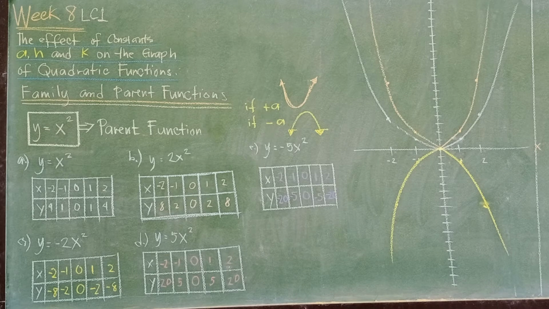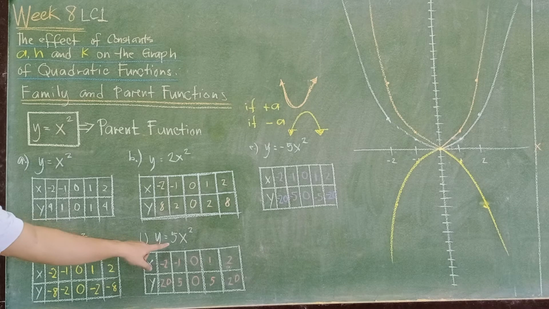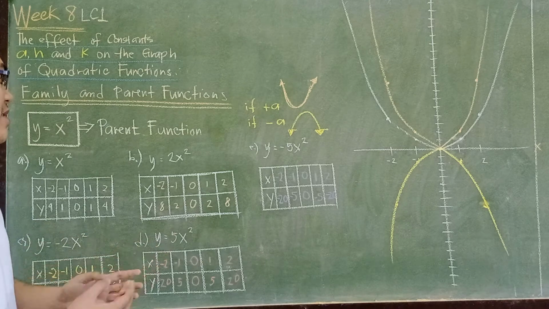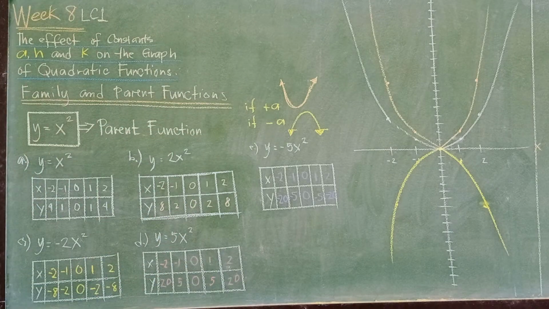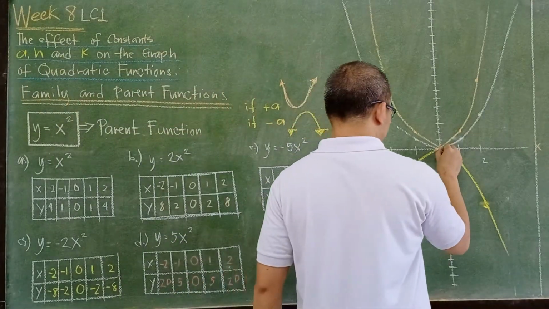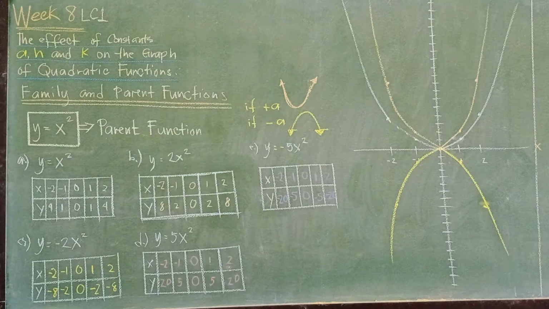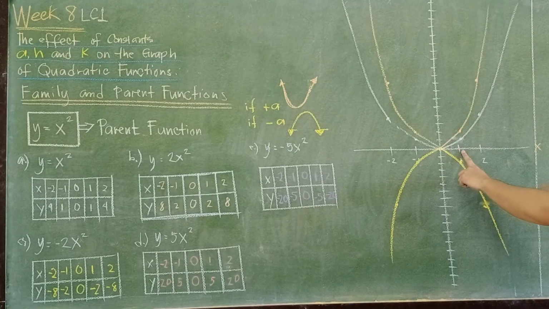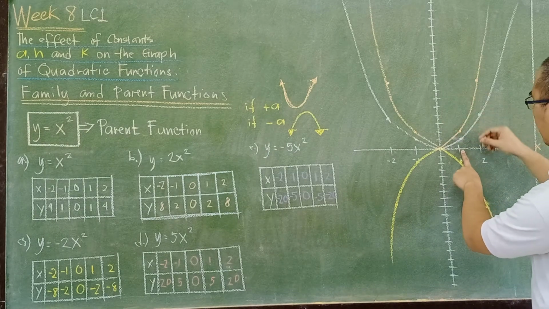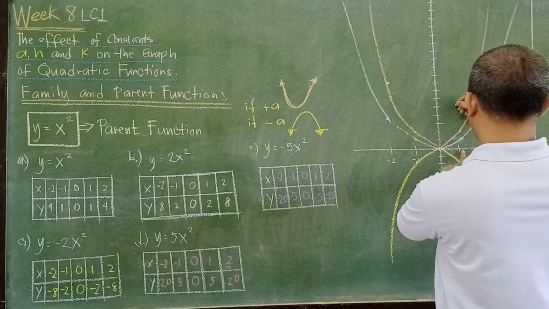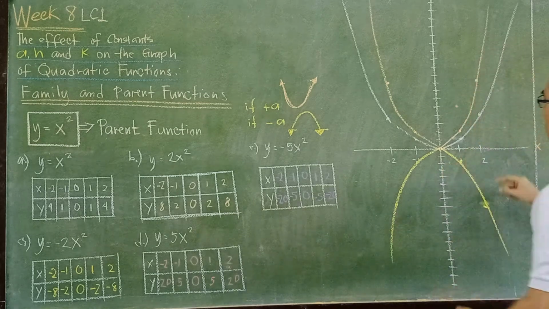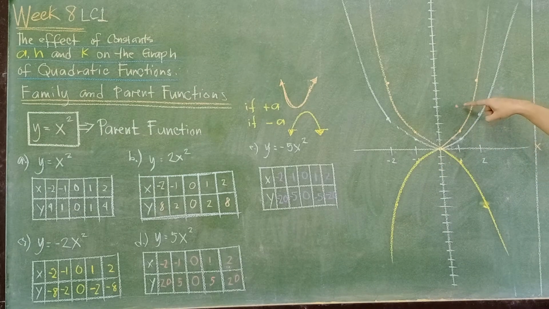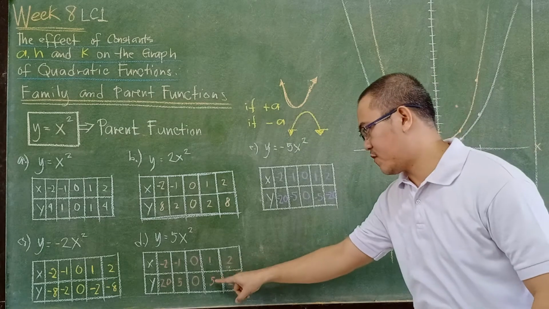Next, try natin i-plot yung letter D. Now, letter D, yung A natin is positive. So, in-expect natin na nag-open upwards. So, 0, 0. Yung vertex, 0, 0. Next is positive 1, 5. So, this is positive 1, tapos 5. 1, 2, 3, 4, 5. Yeah, so, this is positive 1, 5.